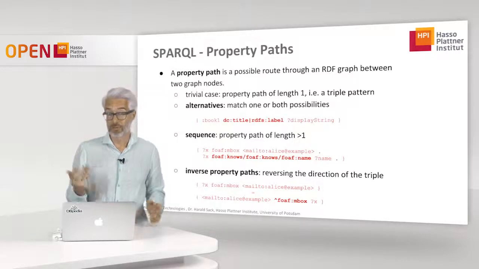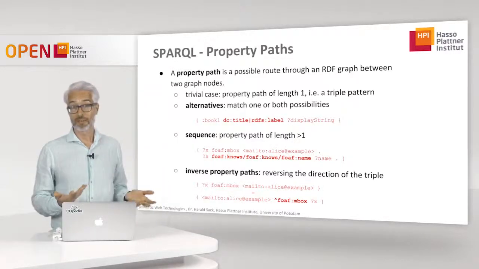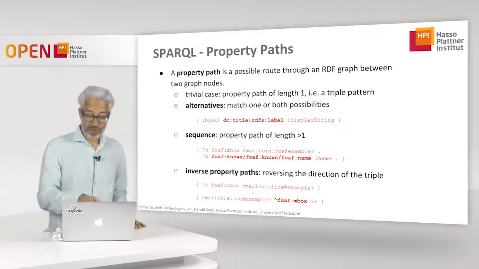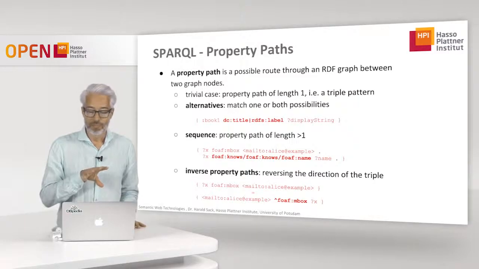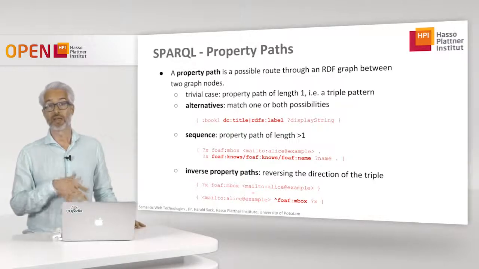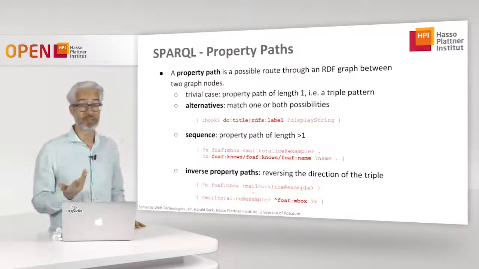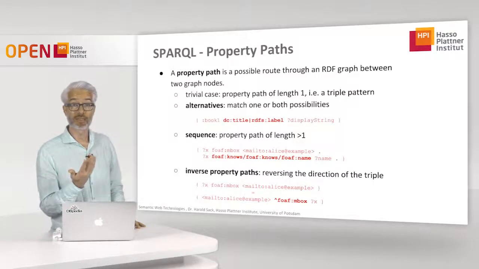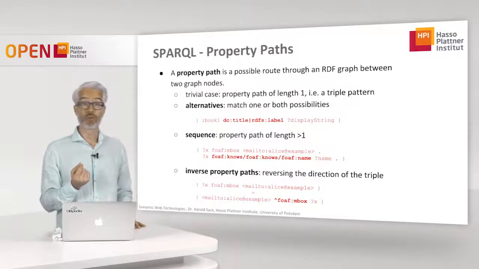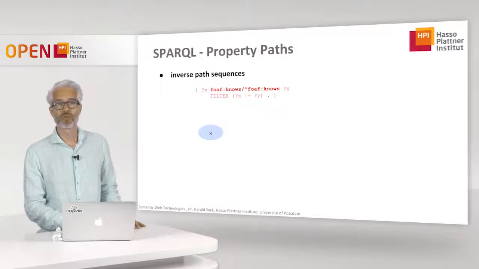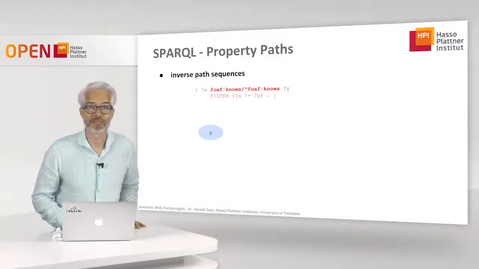You might ask, so for what use is this? What's the intended use? Of course, for a single property path which is only of length 1, this usually does not make sense because you can easily revert it. But it's interesting if you use it, for example, in combination with a property sequence, because then you will end up in so-called inverse path sequences.